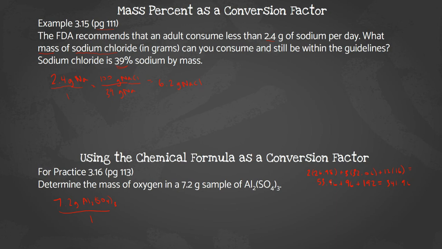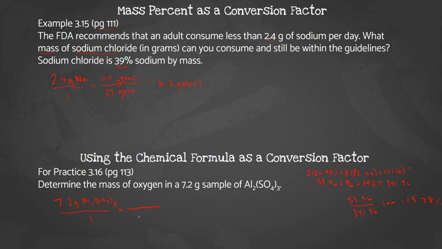I have 53.96 grams per mole over our total, 341.96, times 100 to find the percentage. 53.96 divided by 341.96 times 100 is 15.78%. Believe it or not, that's going to make our calculations easier over here.